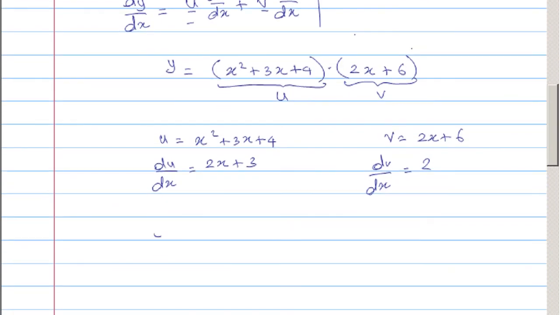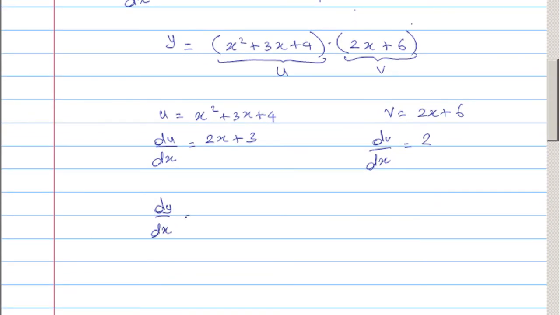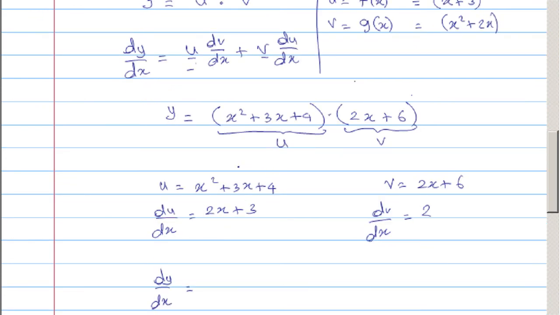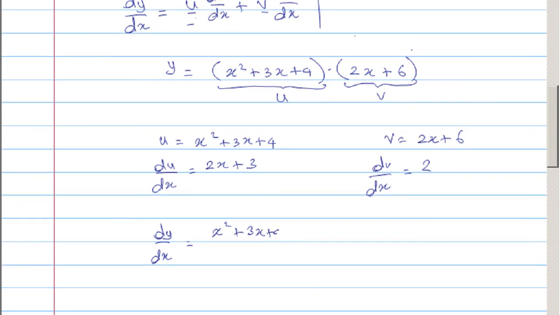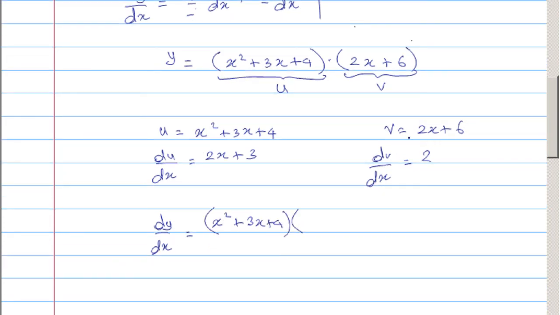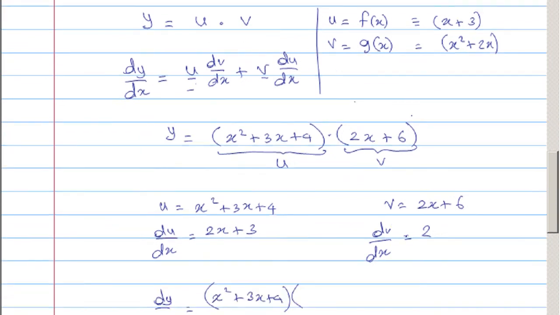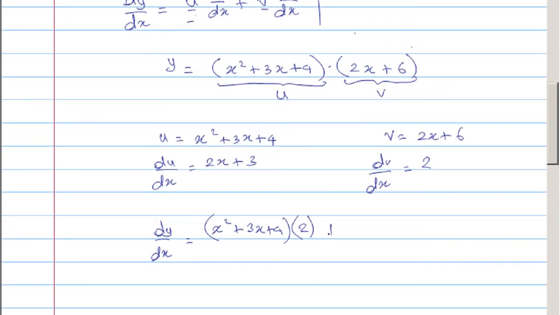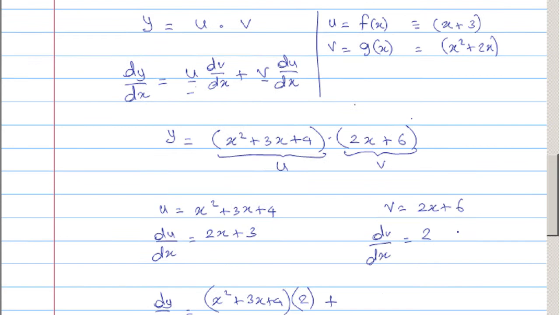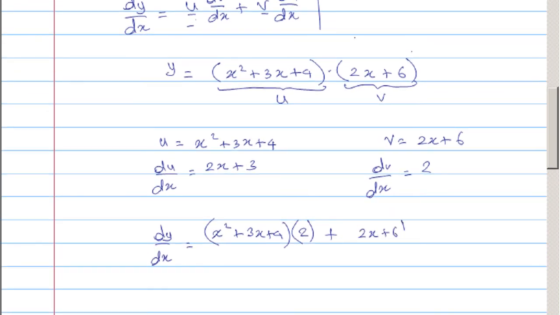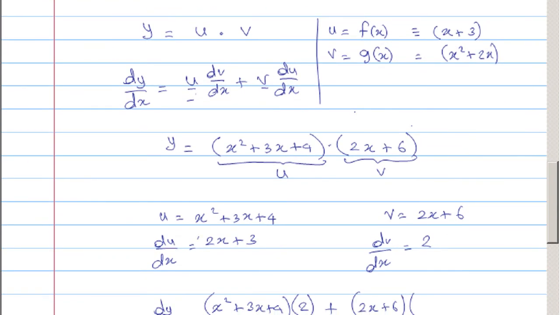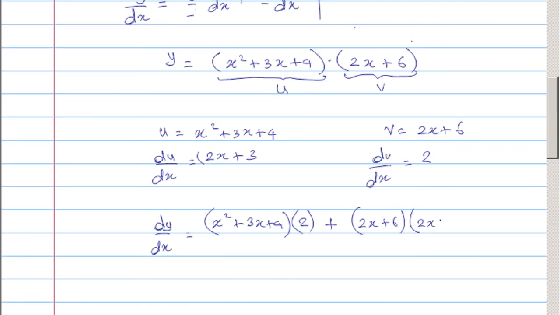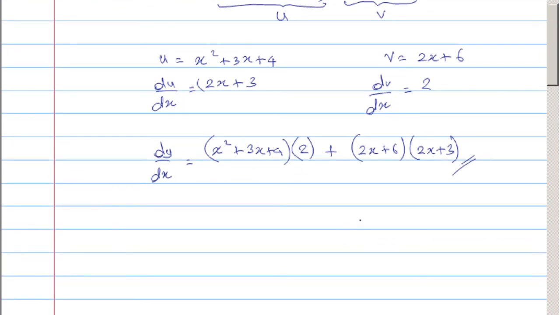Okay, now all I've got to do is just substitute back into this formula I have. So it says dy over dx is equal to u times dv over dx. Now u is this function, that's the first function. So I have x squared plus 3x plus 4 times dv over dx, which is equal to 2. Then I've got plus v. v is equal to 2x plus 6, times du over dx. Now du over dx is 2x plus 3, so I have 2x plus 3. And this would be dy over dx for this function.